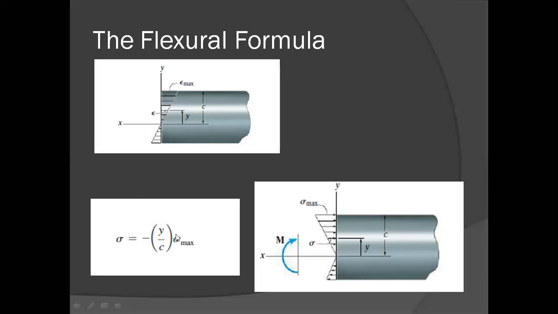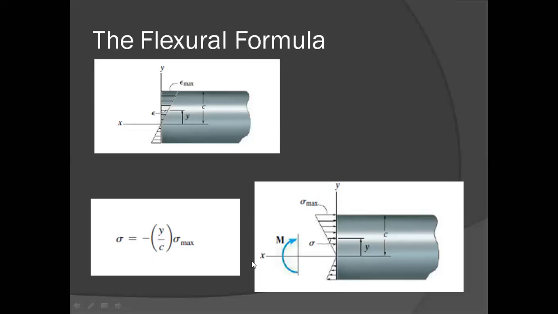And sigma varies with y, with sigma being a linear function of y. That's why the distribution is essentially in the form of straight lines, which are drawn here. Now, this formula is called the Flexural Formula.